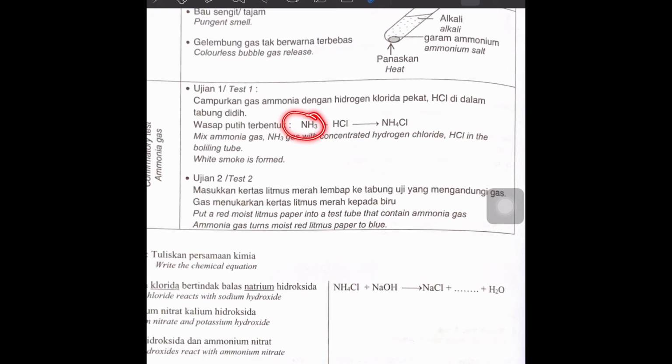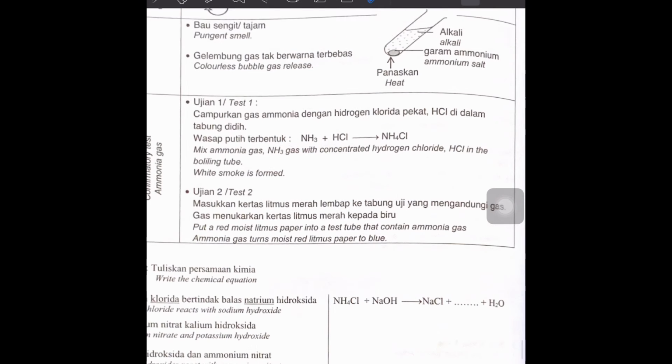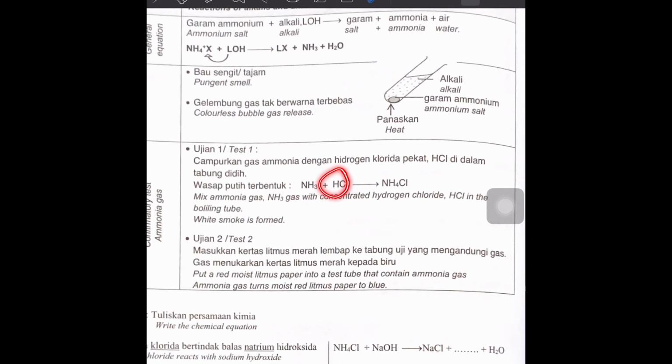Ambil gas yang terbebas tu. Okay, kumpulkan dia and then you will mix it with the hydrogen chloride yang pekat dalam boiling tube. White smoke is formed. Kalau ada white smoke, itu ammonia gas.